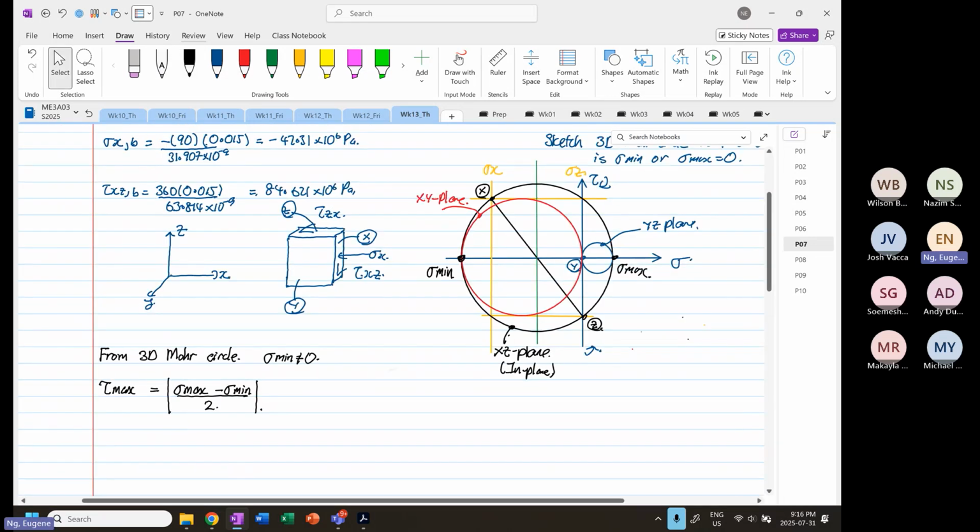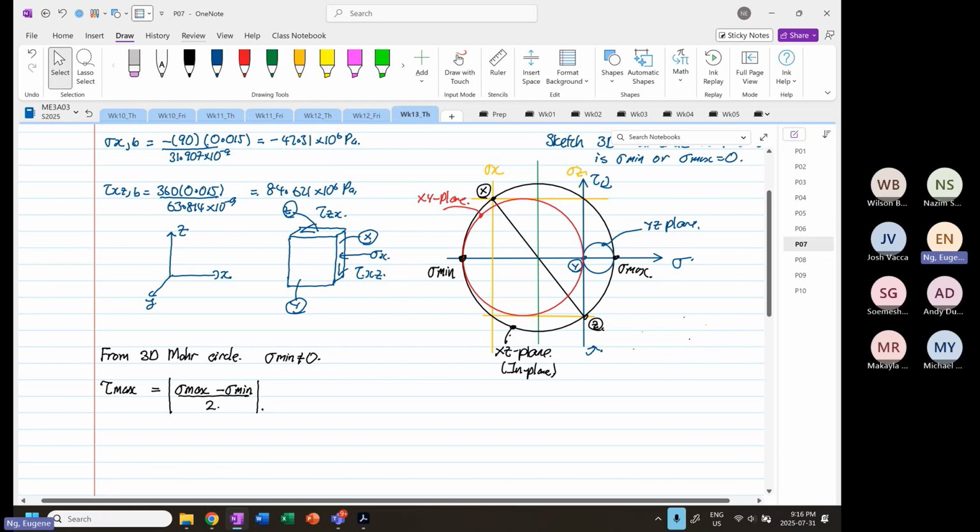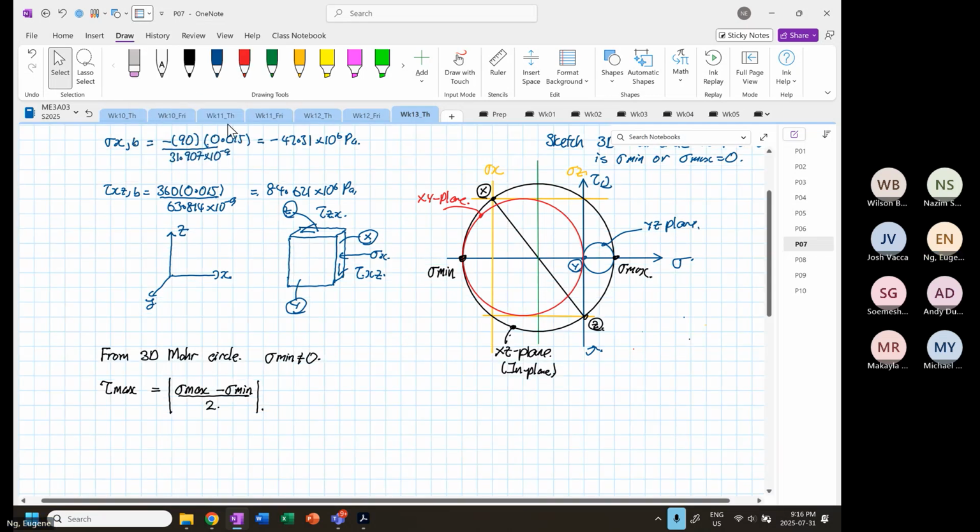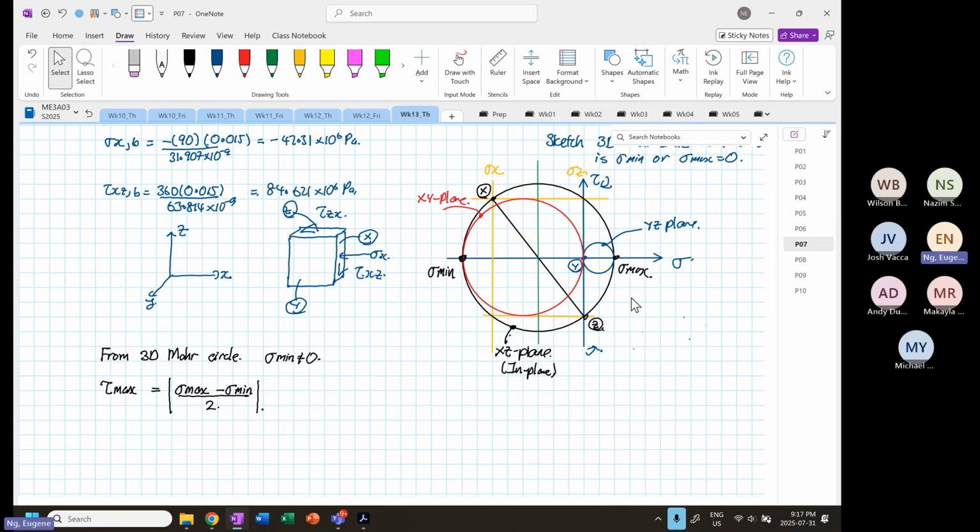There's no formula sheet for this. Okay, you have to know this. It's going to be a lengthy formula, but I don't want you to memorize. Everything we get from the circle. So from here we have to determine what is our stress max and what is our stress mean.